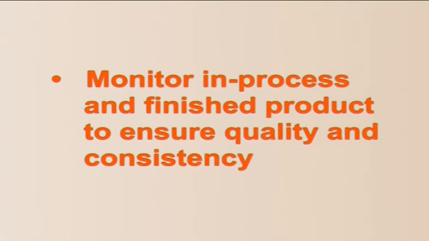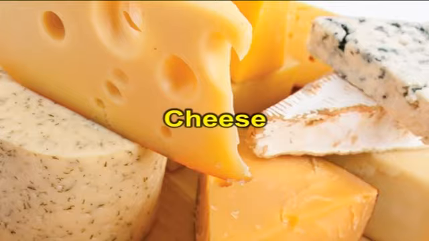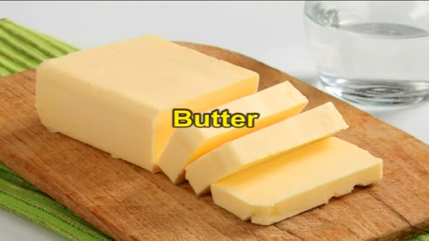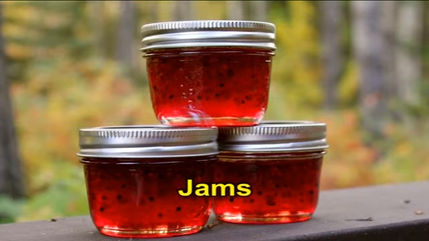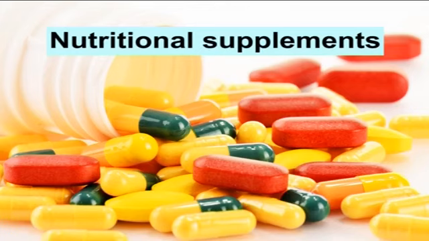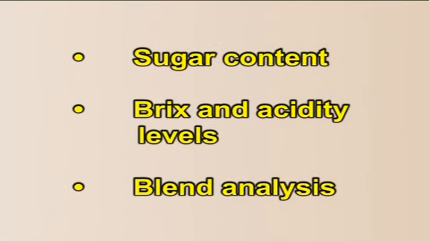Monitor in-process and finished products to ensure quality and consistency. Minimize the risk of product and material waste. Visible NIR spectroscopy has been successfully used in the production of cheese, eggs, milk, butter, beer, wine, fruit juices, baked goods, cereals, jams and jellies, nutritional supplements, fish, and more. Some of the more common applications include fat level, protein content, moisture content, particle size, sugar content, brix and acidity levels, blended analysis.